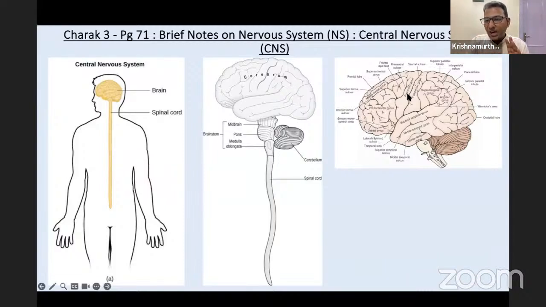At this point of time, you don't have to know all the further details of the cerebrum, that is the big brain, or the cerebellum, or the small brain. That will be in the higher semesters. So the big part is called the cerebrum, the small part is called the cerebellum. The bridge between the spinal cord and the brain is called the brain stem, and it has 3 parts: midbrain, pons, and medulla oblongata. Is this part clear to everyone?